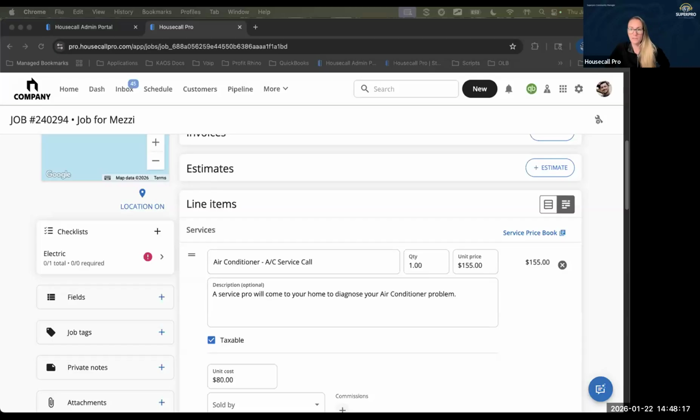But yeah, we are working on a dashboard for employees to be able to see a leaderboard of how they're doing, their stats and their KPIs and all that stuff.